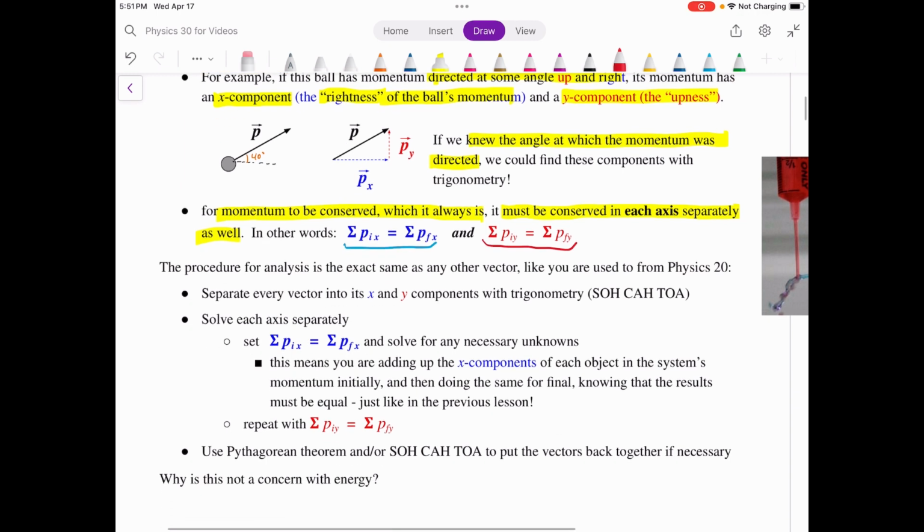We can say, all right, well, for momentum to be conserved, the total initial momentum in the x-axis needs to be the same as the total final momentum in the x-axis for all objects together. Again, individually, the object's x momentum might change, right? Just like in the previous lesson, individually the object's momentum might have changed, but overall the total momentum in the system, if it's an isolated system, will remain constant. Okay, so now we're just taking that and thinking about it in each axis individually, right?